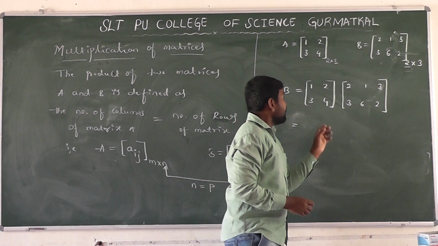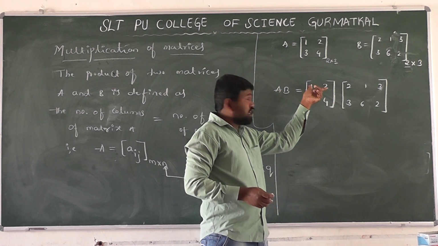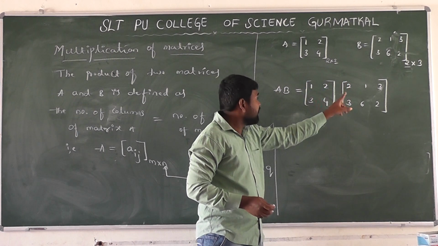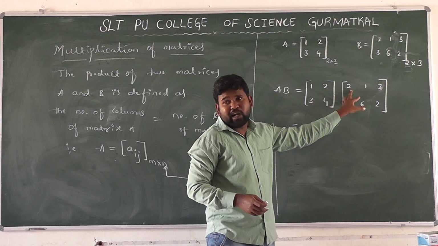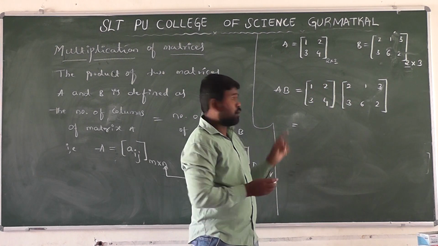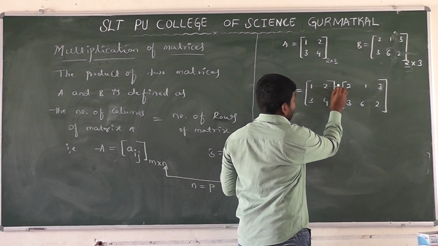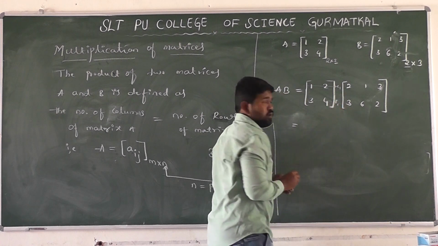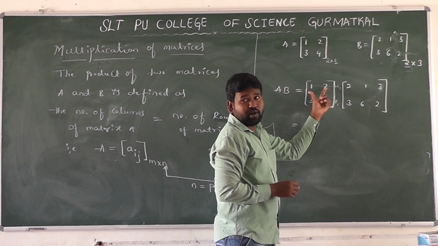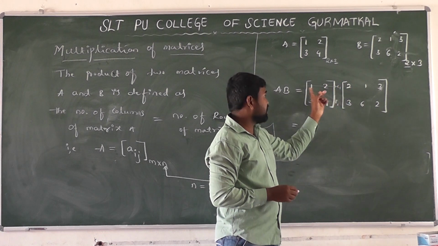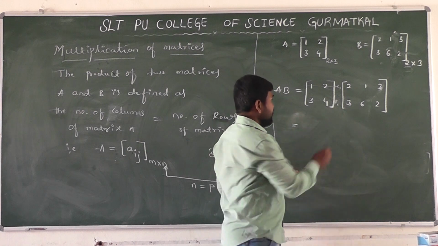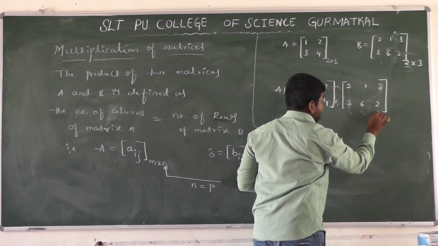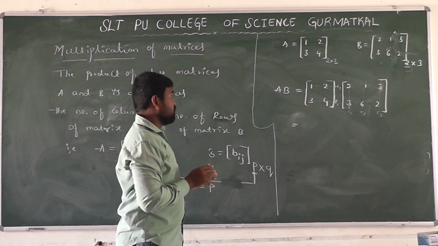Right? Then we take the rows of the matrix A and the columns of the matrix B. We multiply the corresponding elements and take the sum. That gives one element. Suppose here I take the first row, and this is the second row. We have to multiply rows into columns. This is the first column, this one the second column, and this one the third column. Then how matrix multiplication is possible.